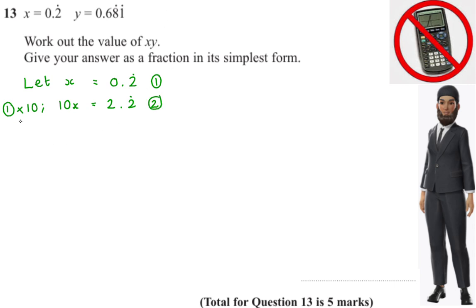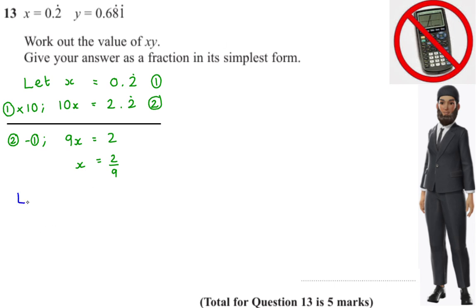Then we're ready to do a subtraction: equation number 2 minus equation number 1, and we should get 10x minus x is equal to 9x, and you've got 2.2 recurring minus 0.2 recurring. Notice the 0.2 after the decimal point are the same, so when you take them away, it's just a simple 2 take away 0 is 2, and therefore x is equal to 2 over 9. Right, so let's move on to the next bit then.